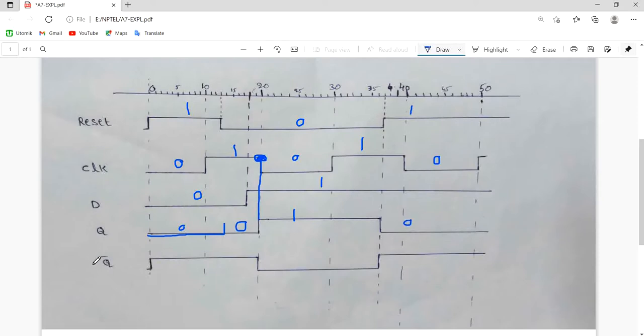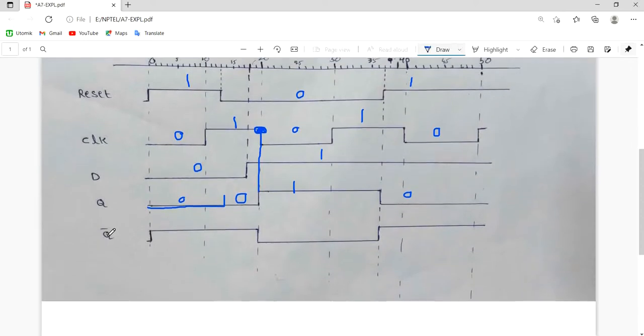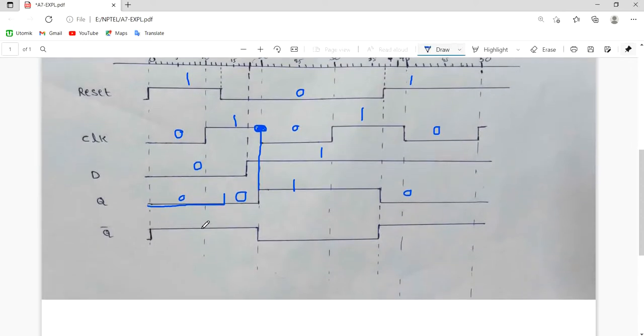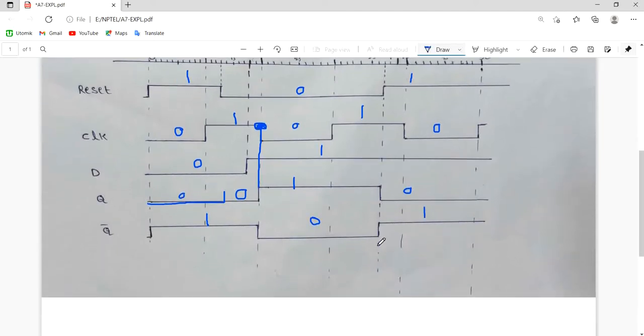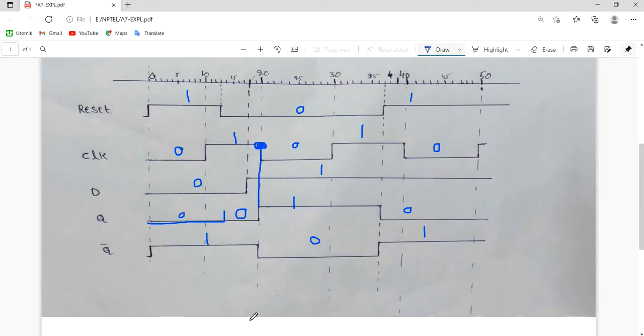The Q bar is the not operation of Q. Okay. For 0 to 20, the Q bar is equal to 1. For 20 to 37, the Q bar is 0. From 37 onwards, the Q bar is 1. Here we have the timing diagrams according to this code.